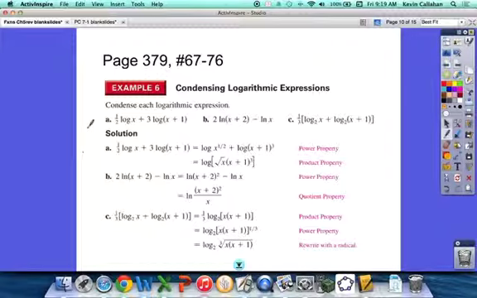This one, because of the subtraction, you know you're going to put it together with a quotient property. Because of that 2 in front, you're going to have to first pull that inside, like they did there. Then you put it into one fraction. That's condensing.